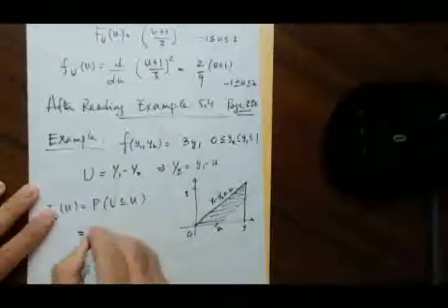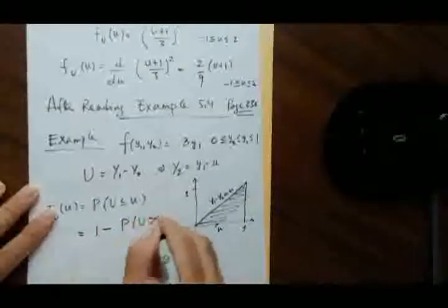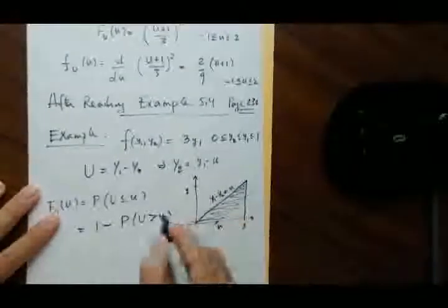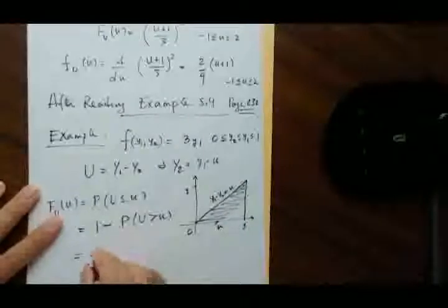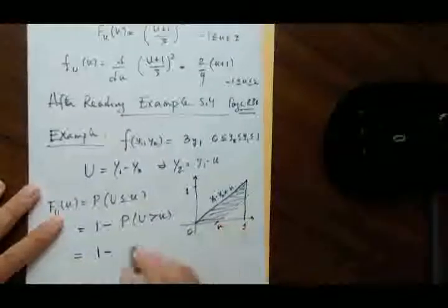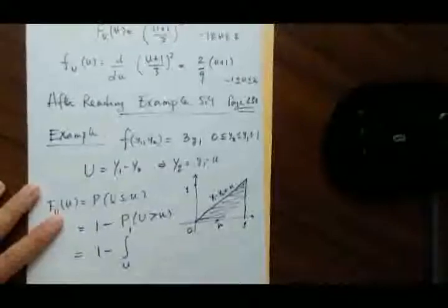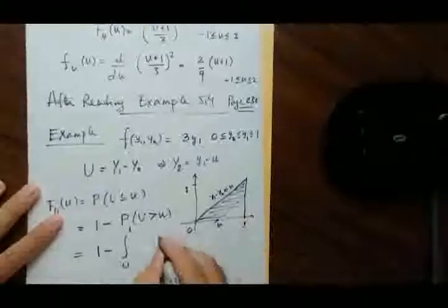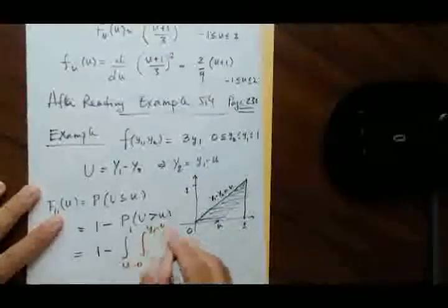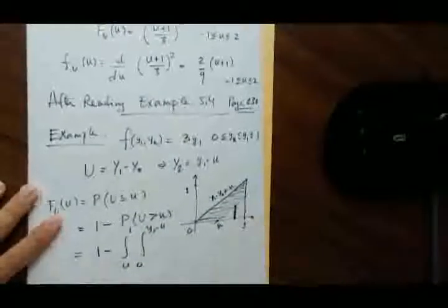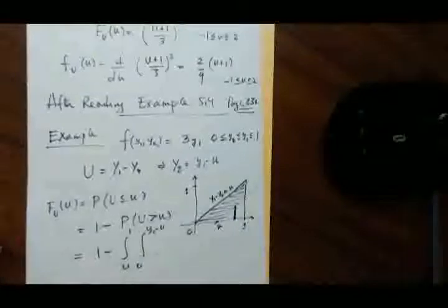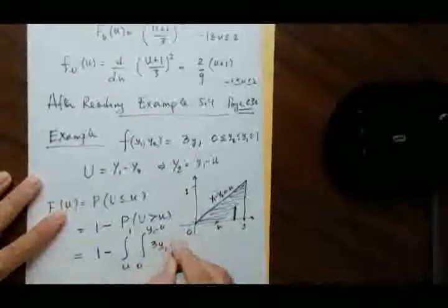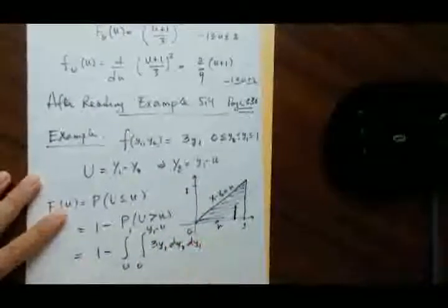And how to do that? It's better to write 1 minus probability of u greater than u. Now I can integrate this because this part is this part. So 1 minus, from where to where do we integrate? From u to 1, the outer integral. And the inner integral will be from 0 to y1 minus u. And then the PDF is 3y1 dy2 dy1.